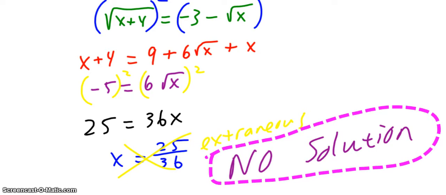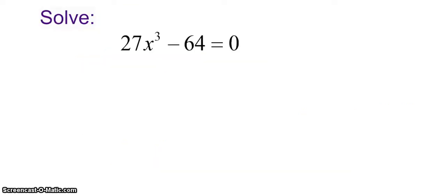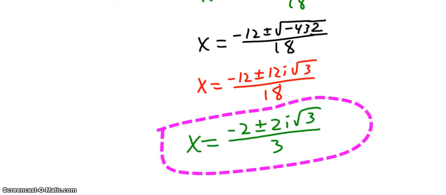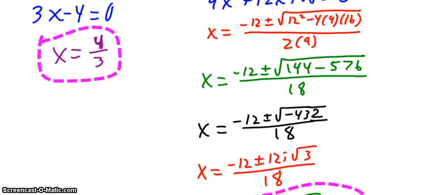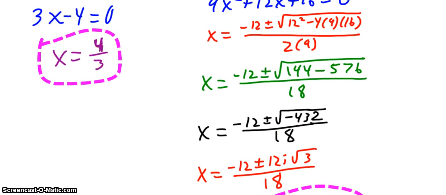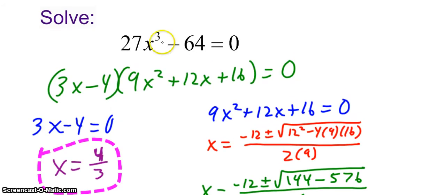Last one. I want you to solve 27x cubed minus 64 equals 0. You will need to use the difference of cubes. Pause the video, do this on your own, unpause when you're ready to check your work. Alright, so we should end up with negative 2 plus or minus 2i root 3 all over 3 and 4/3. How do we get that?